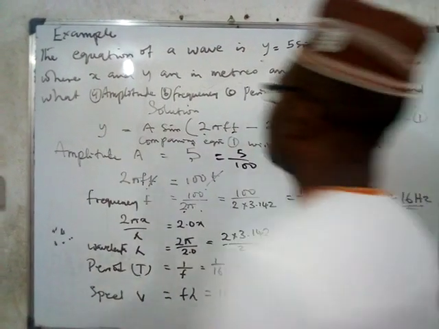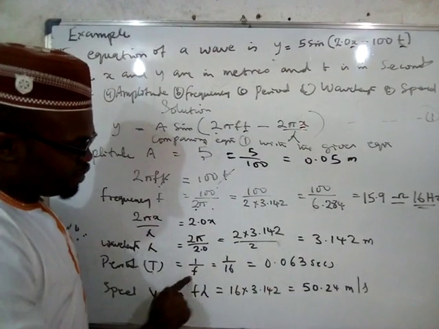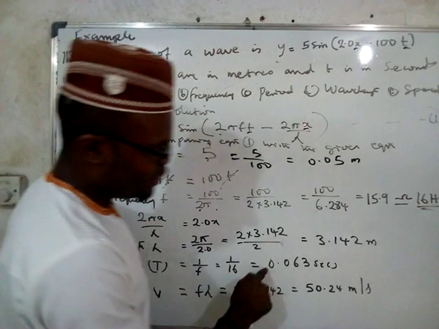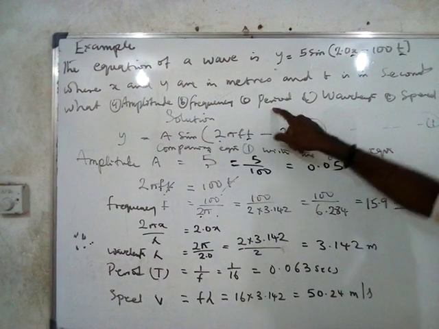Yes. Now, what is the period? Period is 1 over frequency. So 1 over 16 is 0.0636. That is the period.